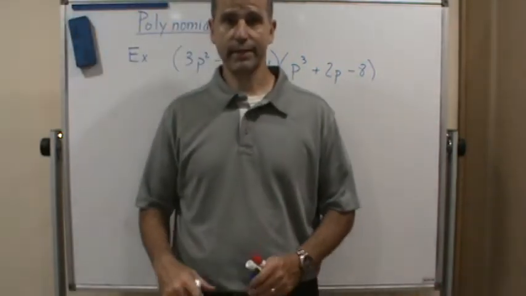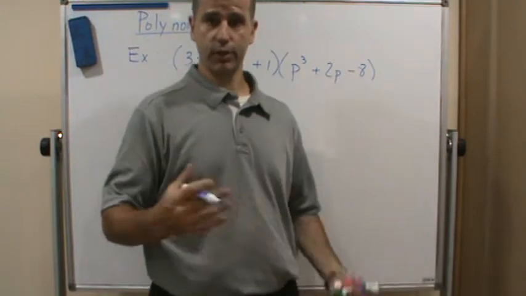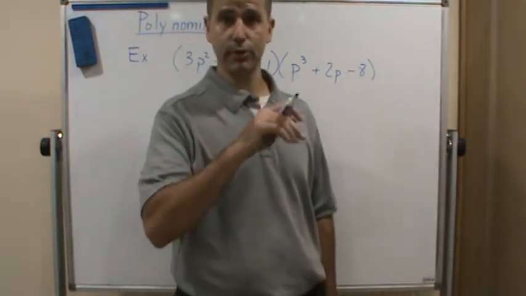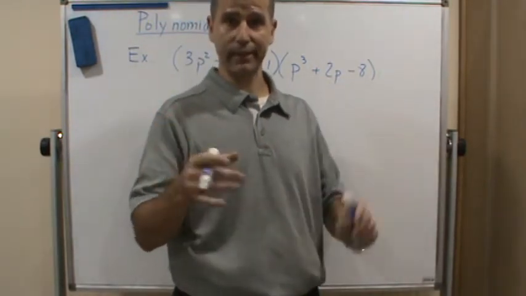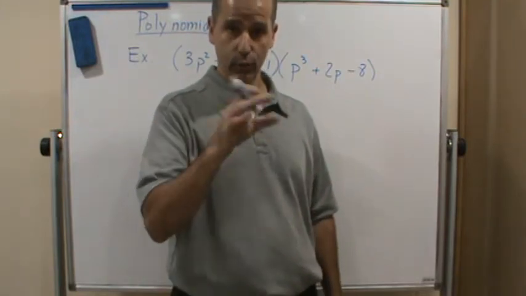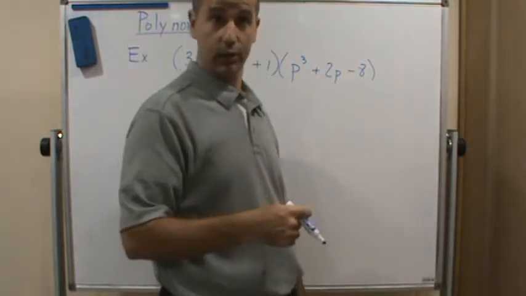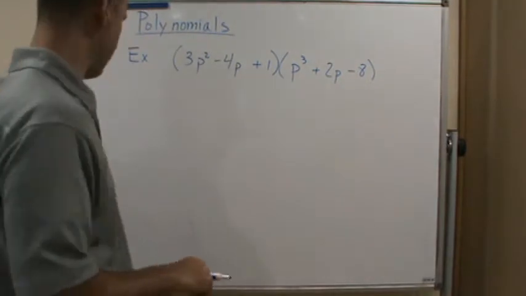Okay, so let's do an example. In this example, we're going to just do the multiplication. Now, I'm not going to do as many steps, so I'm going to simplify things in my head. You should be able to do the same thing. So I'm going to do this not in so many steps, okay?